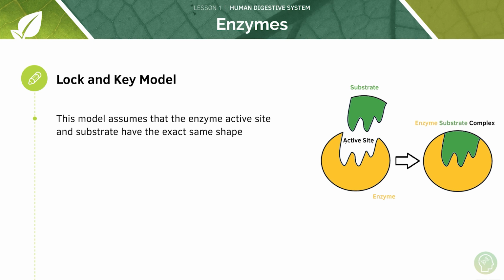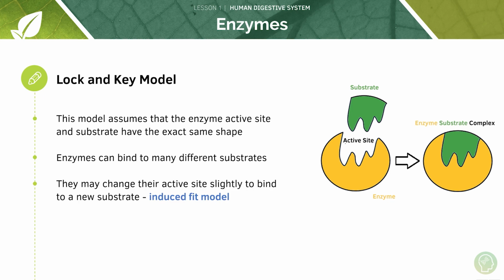But this isn't quite true, because enzymes can bind to many different substrates, although specific substrates I do have to say. So in order to do this, they may actually change their active site slightly in order to bind to a new substrate, which is where the induced fit model comes in, which is very similar to the lock and key model, but it just states that there might be a slight change in shape of the active site in order to accommodate the substrate. So the lock and key model assumes that the enzyme active site and substrate have exact complementary shapes, but the induced fit says that perhaps there is a slight conformational change that occurs.